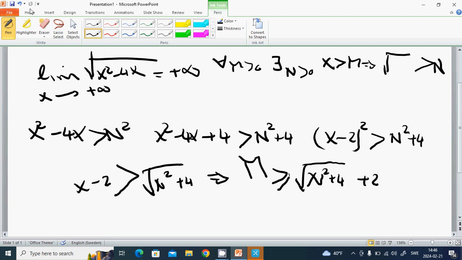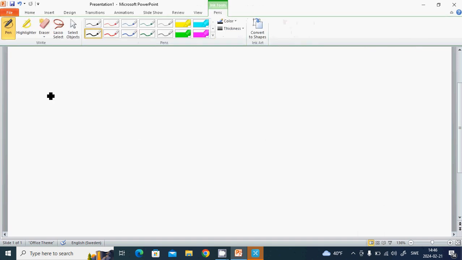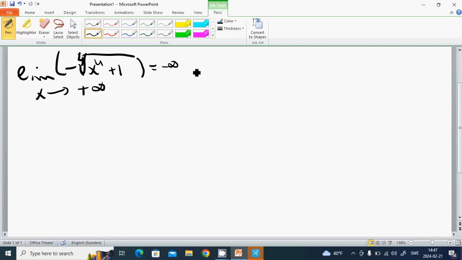Now we are going to have another example. Minus the fourth root of x to the fourth plus 1 equals minus infinity when x goes to plus infinity. Then for each m there exists n, so that if x is greater than m, then minus the fourth root of x to the fourth plus 1 is less than minus n.